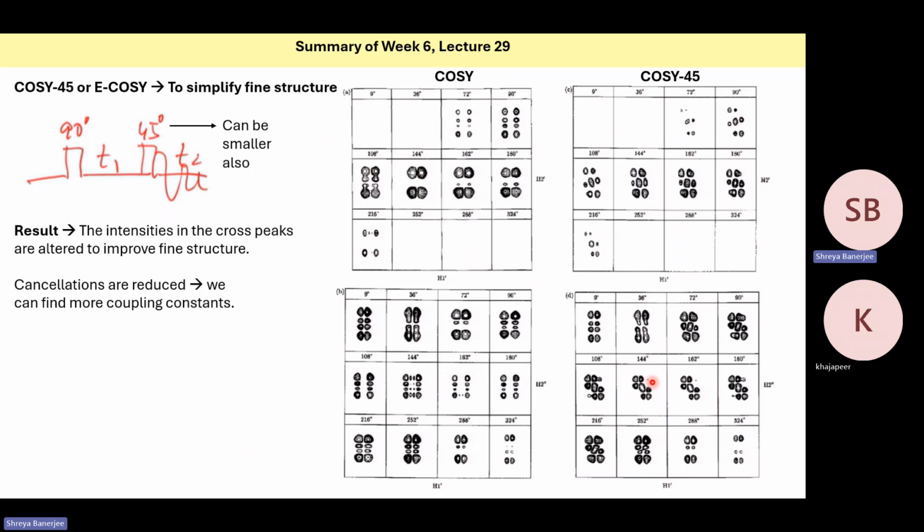So it is not always that the number of cross peaks will be increased. You can see seemingly here in COSY, the number of cross peaks is higher, but the resolution is so poor, it is not possible to calculate the J coupling constants in this way. But in COSY 45, although the number of the fine structure is reduced, it is so well resolved that the J values can very easily be calculated. So the main goal of this COSY 45 or E-COSY is to simplify the fine structure and give it better resolution so that the J coupling constants can be calculated.